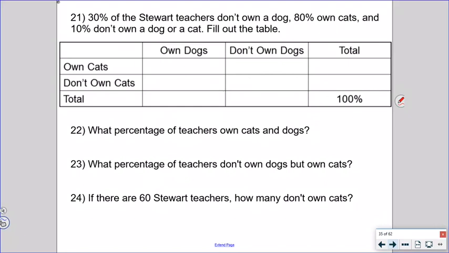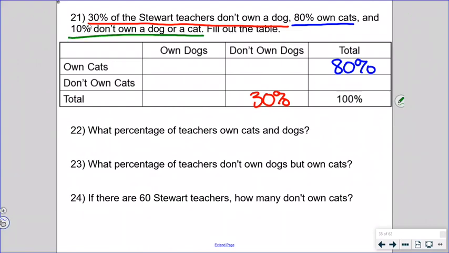All right, 30% of the Stewart teachers don't own a dog. So don't own a dog is the total percent of Stewart teachers. That's 30%. Let me color coordinate this. I'll leave it at red. That's total. Since it didn't mention cats, we're taking it straight to the total. 80% own cats. Did it mention dogs? No. So we're going to go to the total again. 10% don't own a dog or a cat. So don't own a dog, don't own a cat, 10%.